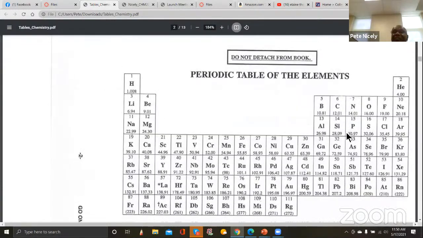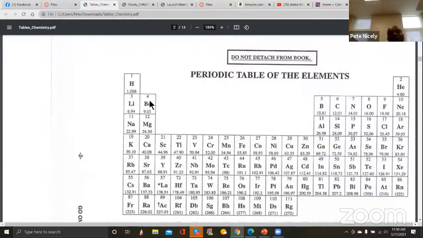Okay, so let's take this periodic table right here. If you look at each element, each box, you'll notice that there are two numbers given for each element. So let's focus on beryllium, for example. In the case of beryllium, you have a smaller number and then you have this larger number.